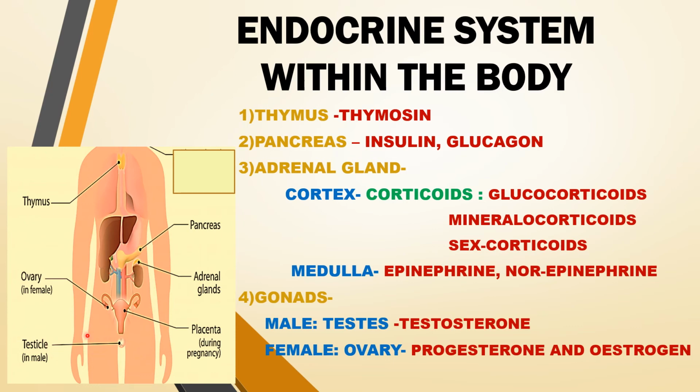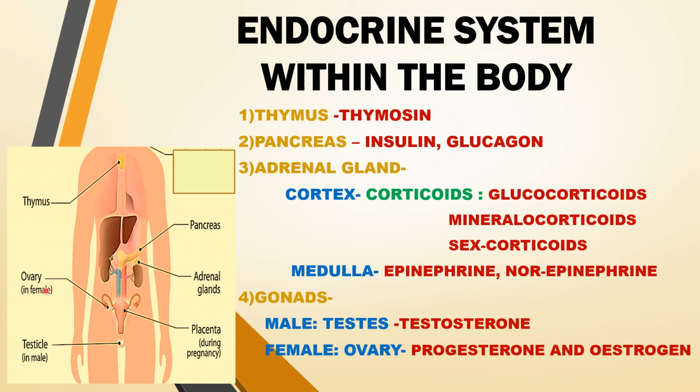The testis is a paired structure and one pair of testes is present in males in the scrotum outside the body. It produces the male sex hormone called testosterone. It helps the development of secondary sexual characters in males like the development of mustache, beard, the voice change, the pubic hairs, etc. It also helps in the development of the male sex organs.